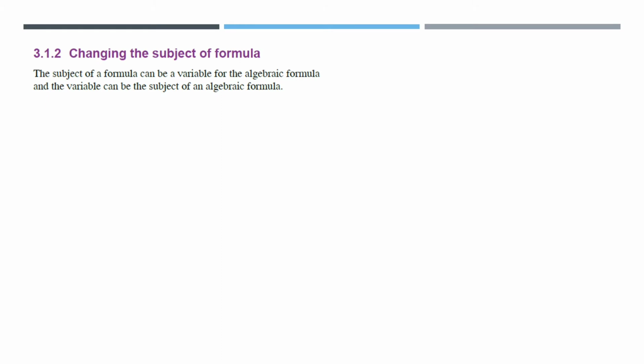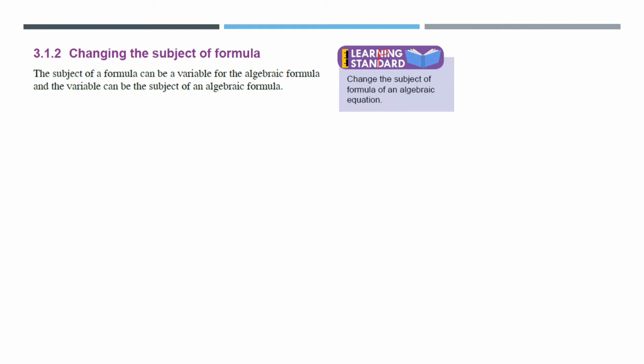Now, let's look at 3.1.2, changing the subject of formula. Remember just now the subject is P. Now we are going to change the subject of formula. Maybe it will become X as the subject or M as the subject. The subject of a formula can be a variable of the algebraic formula, and the variable can be the subject of an algebraic formula. The learning standard that you are going to achieve in this subtopic is to change the subject of formula of an algebraic equation.